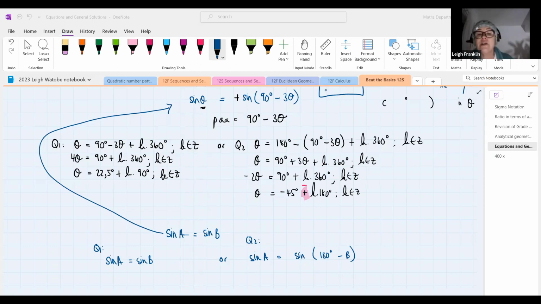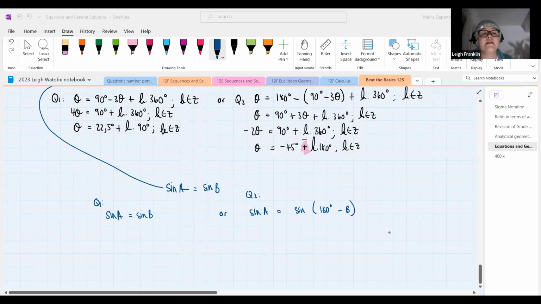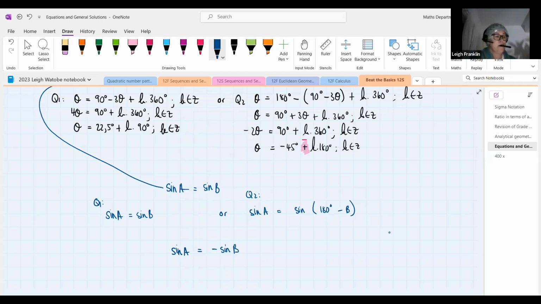Okay, so Tsegofatso, if we can just take this one step further, I know we're kind of running out of time here, but if they gave you sine A equals negative sine B, then what would happen? Because now your ratio is negative, isn't it?